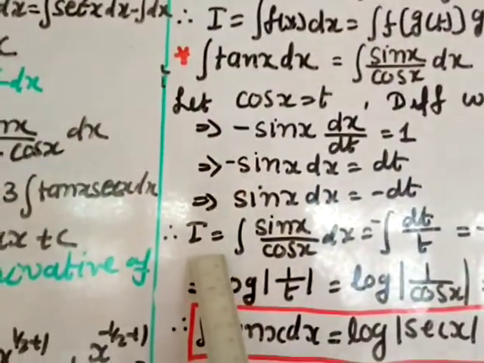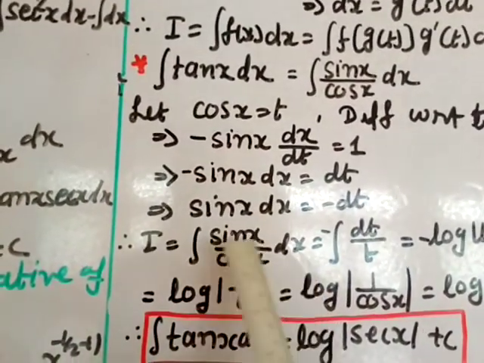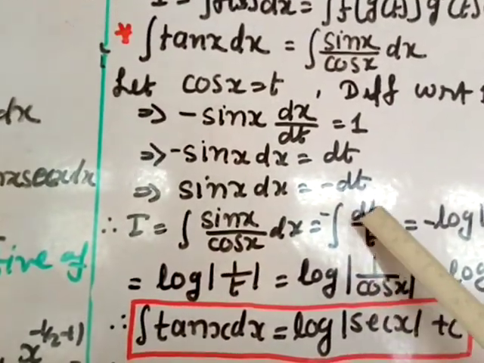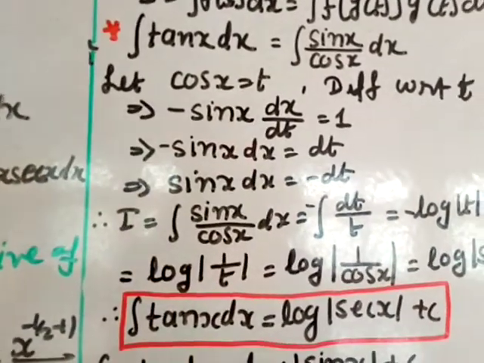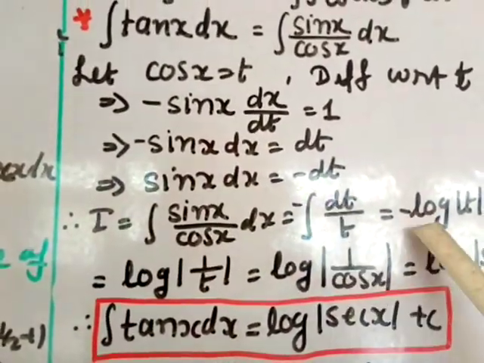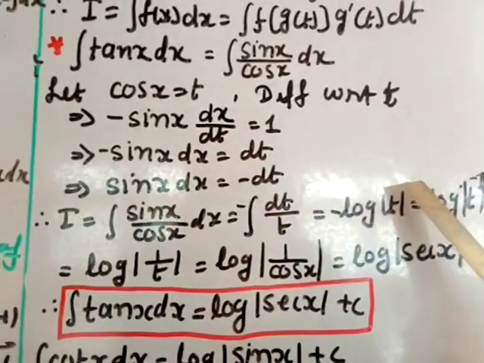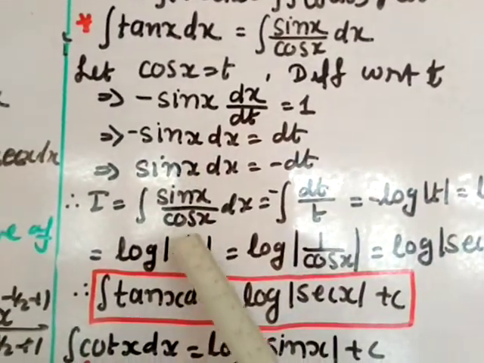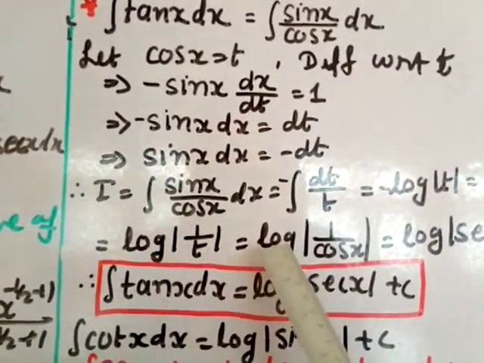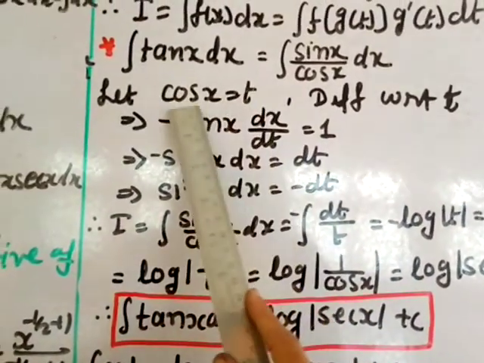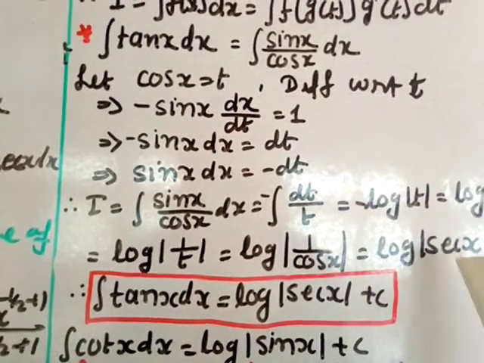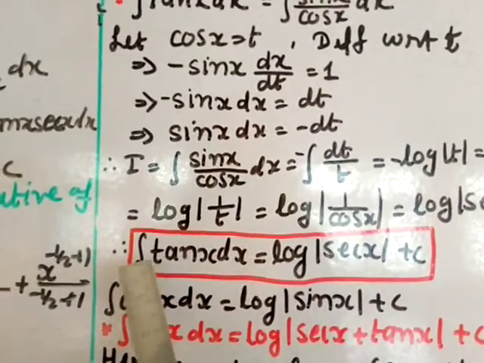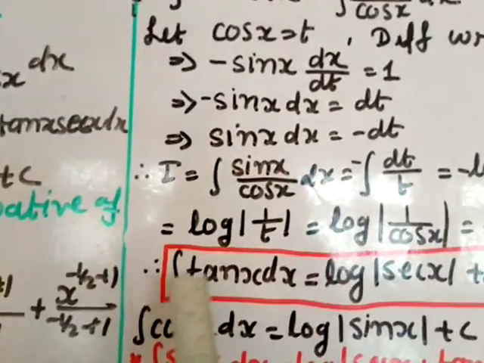Now this is your integral, I is equal to integral sin x by cos x dx. Sin x dx is minus dt, and cos x you are assuming as t, so you get 1 by t. Now you have to use the same formula, but now it is in terms of t. So the integral of 1 by t is log t, and with the minus, log t power minus 1, which is t power minus 1, take in the denominator it becomes positive power, so 1 by t. Now put the value of t back: log of 1 by cos x. 1 by cos x is nothing but sec x, so log of sec x plus c. So this is the standard trigonometric result for integration of tan x dx.